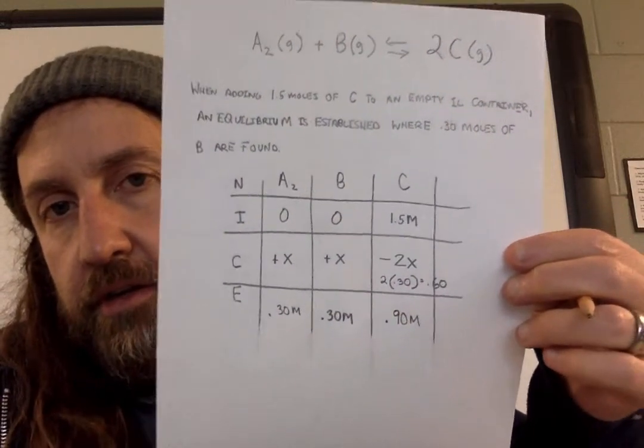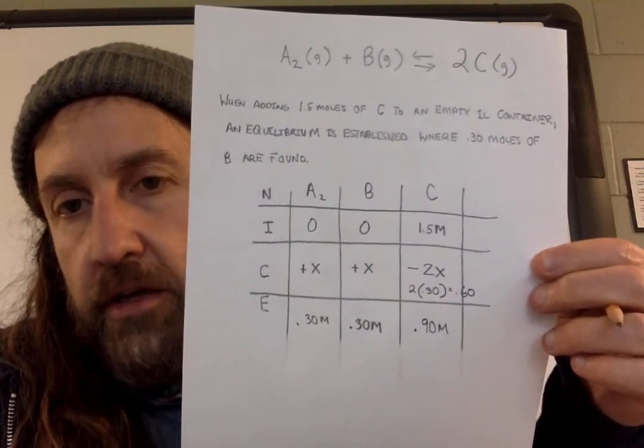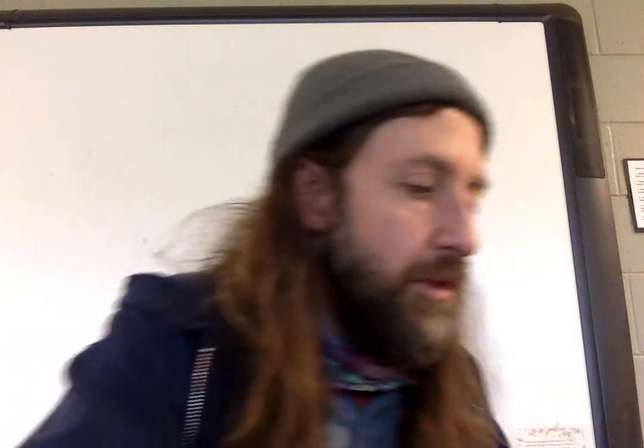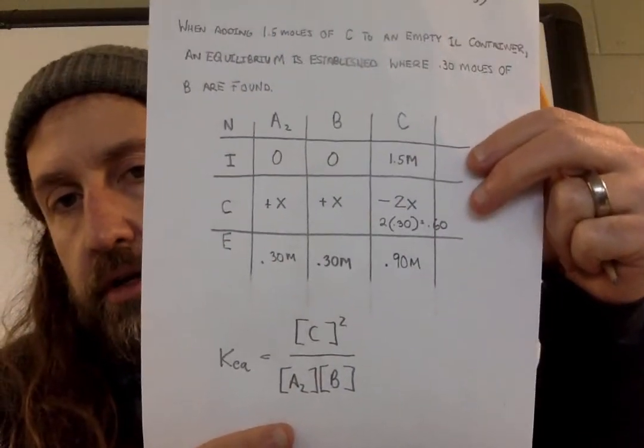So all we really need to do is we can figure out what the KEQ is now by just setting up these simple products. C squared over reactants, A2 times B, and it's a K because we are at equilibrium right there. And then you just plug in and go on your merry way. 0.90.